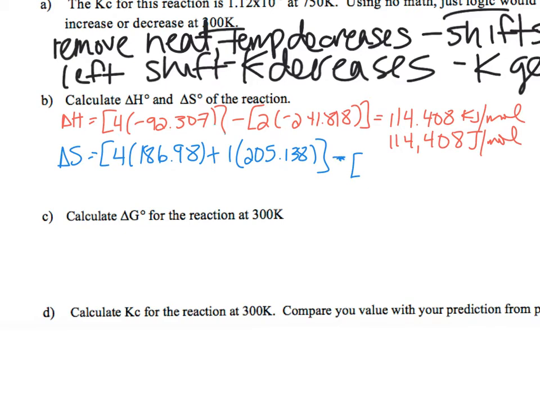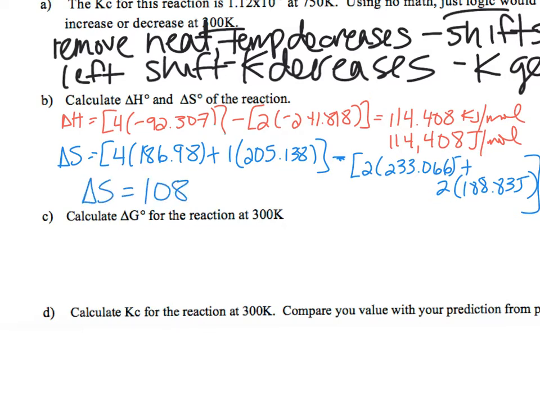Oh, we got two reactants too. It's a long problem. 2 times 233.066 plus 2 times 188.835. Yay. All right. That's a lot of math. So go ahead and plug that into your calculator. If you need to stop the video, do so. And then my delta S value is equal to 108.988 joules per mole K.